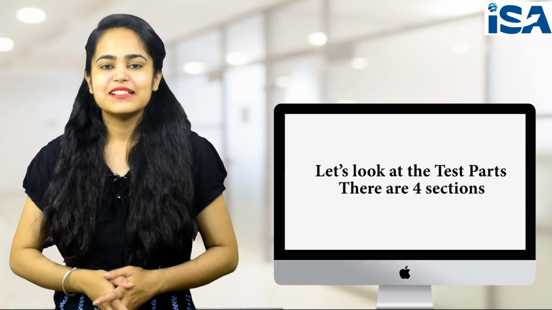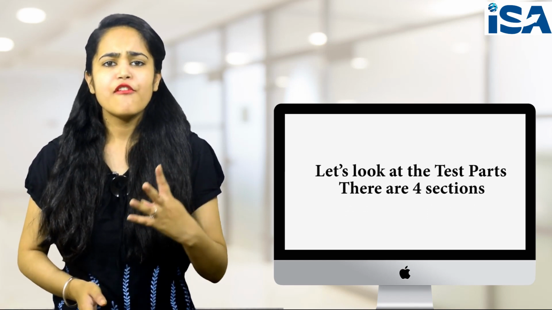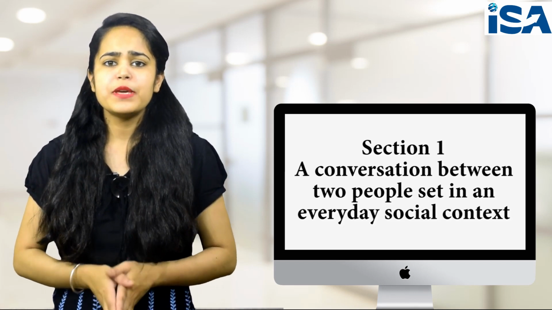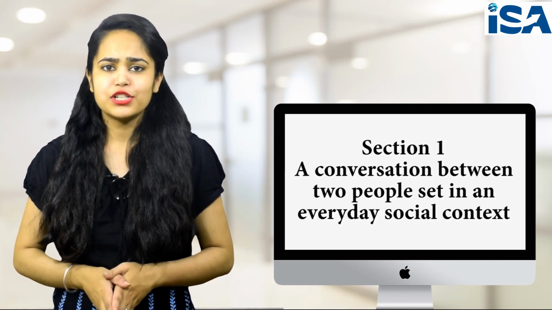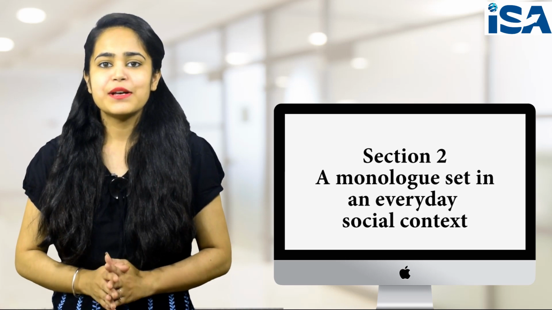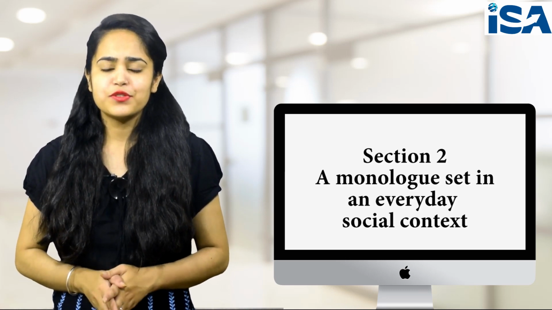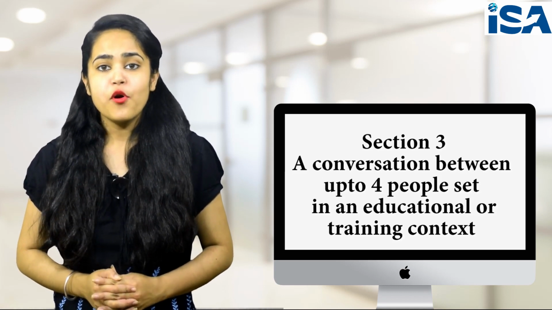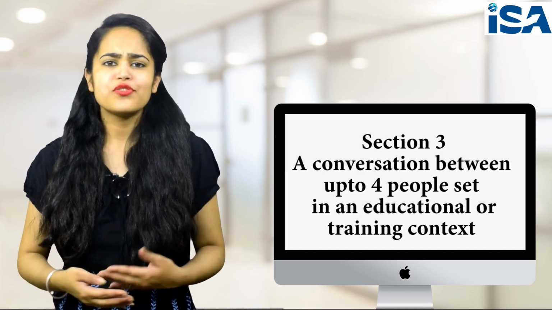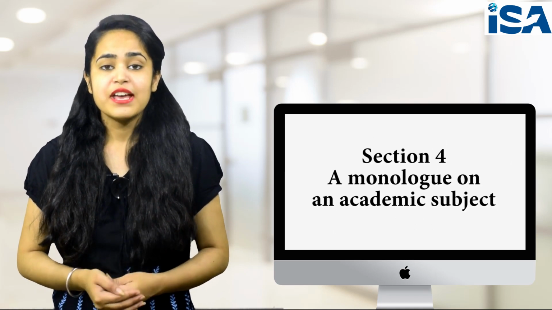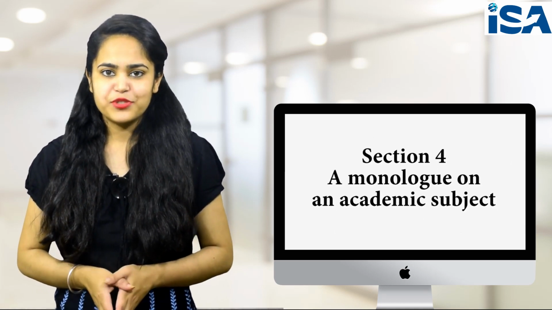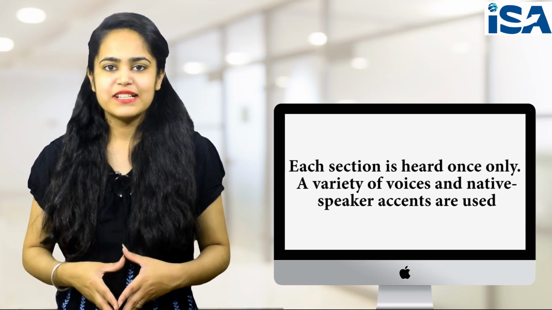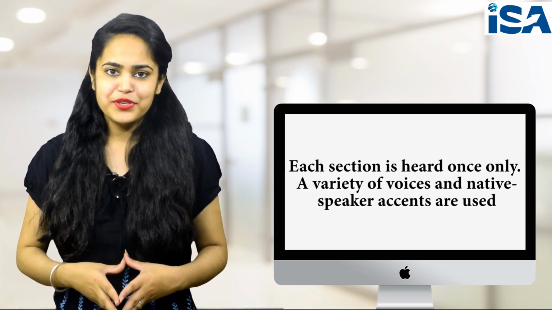Let's look at the test parts. There are 4 sections. Section 1 is a conversation between two people set in an everyday social context. Section 2 is a monologue set in an everyday social context. Section 3 is a conversation between up to 4 people set in an educational or training context. Section 4 is a monologue on an academic subject. Each section is heard only once. A variety of voices and native speaker accents are used.